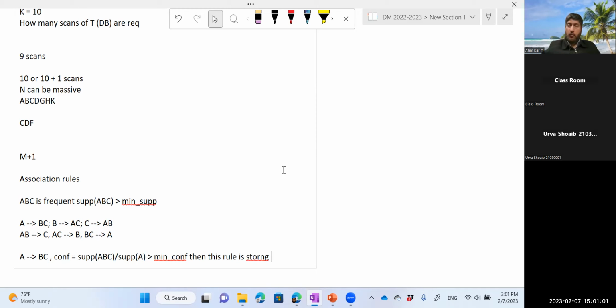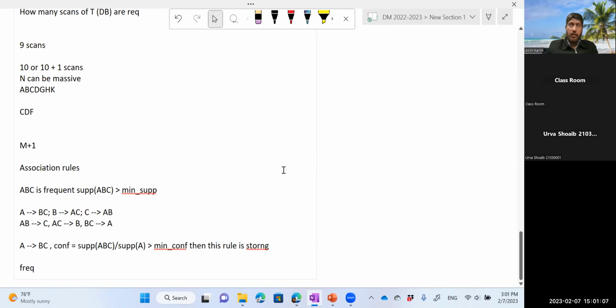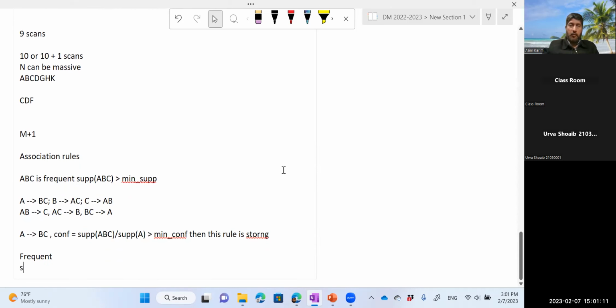Strong. So we have used two keywords to define our interesting pieces of knowledge. One keyword was frequent, which we use for item sets, and the other keyword is strong, which we use for rules. So these are interesting knowledge that we would like to extract from our transactional databases through this analysis. Rules come from frequent item sets, and those that have confidence greater than minimum confidence are strong.